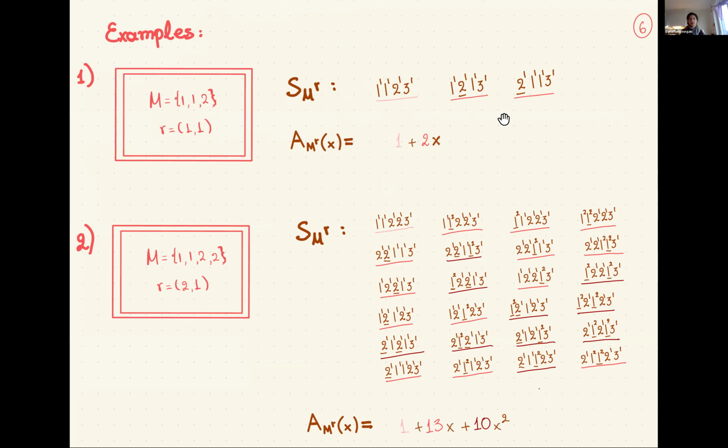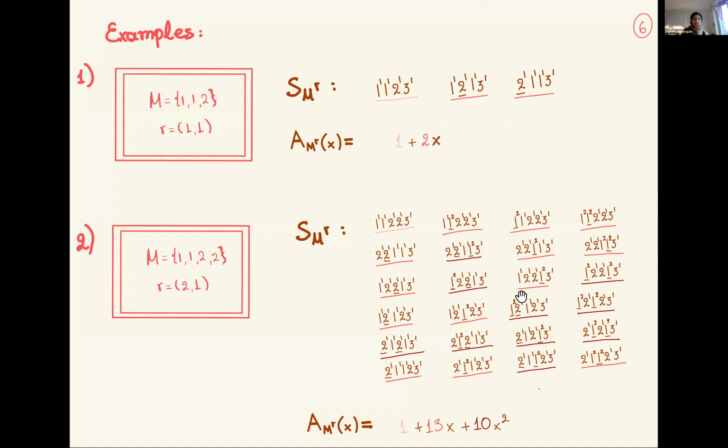So then I can find the descent polynomial by putting 1 in front of x to the 0, because there is only one permutation with 0 descents. So x to the 0 will only appear once in this polynomial. And there are 2 permutations with 1 descent, namely this one, the underlined one. And so that's going to contribute 2 times x to the 1. Right, so that's how I form my descent polynomial here.